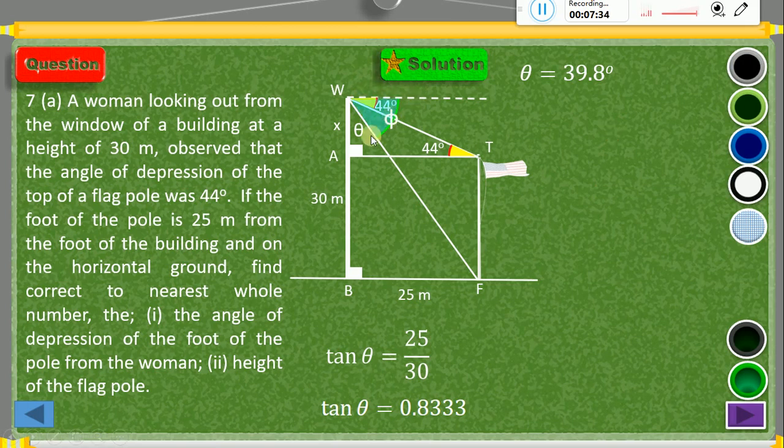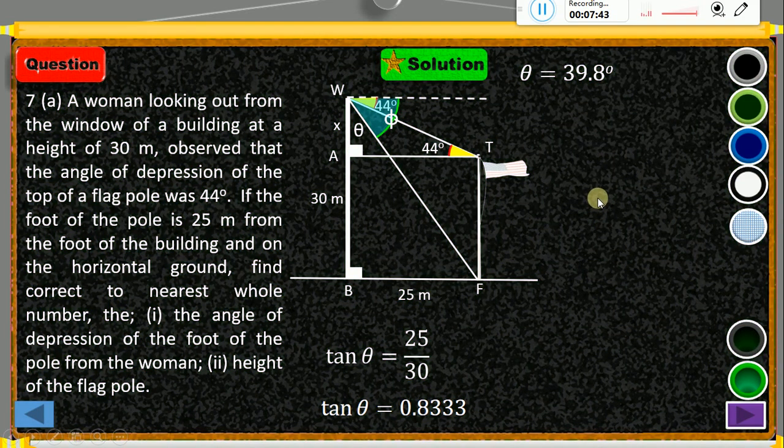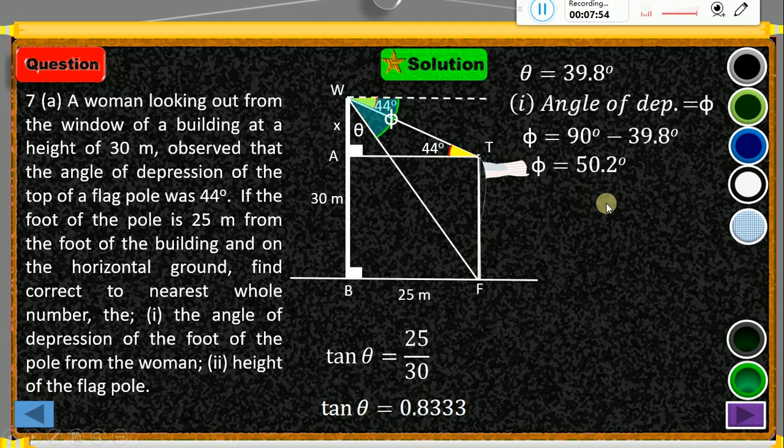Now the angle of elevation of the foot of the flagpole is the angle that is highlighted in blue here. So now we're going to calculate that angle. So phi is equal to 90 degrees minus 39.8. That's 50.2. To the nearest degree, 50 degrees. So that angle phi, or the angle of depression of the foot of the flagpole, is 50 degrees.